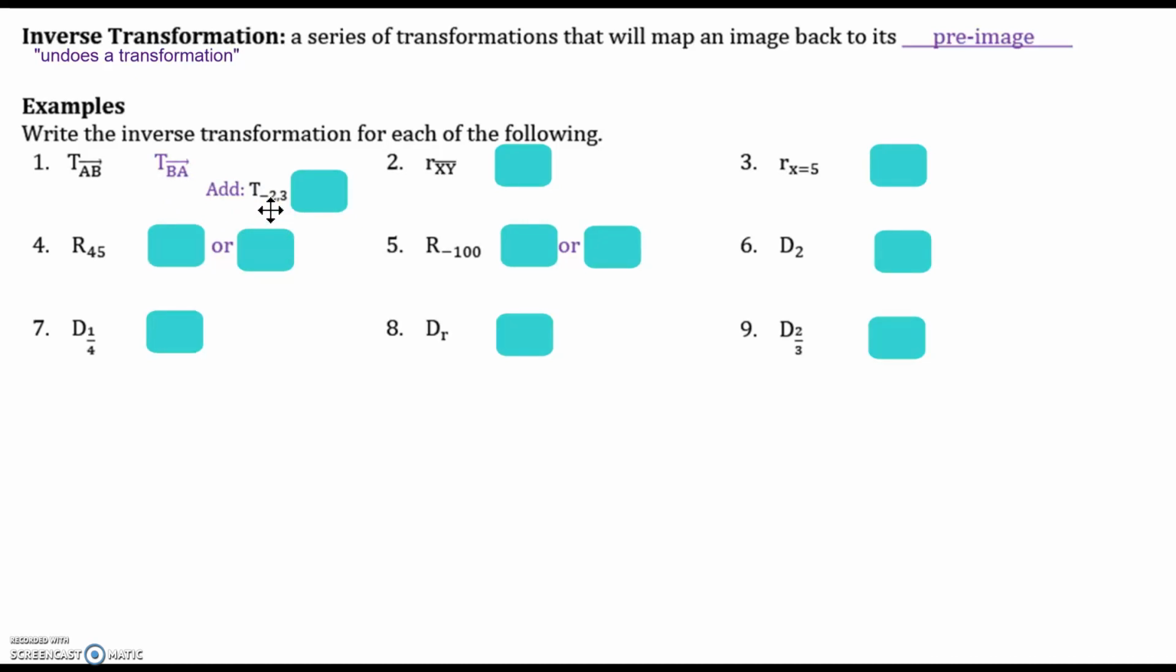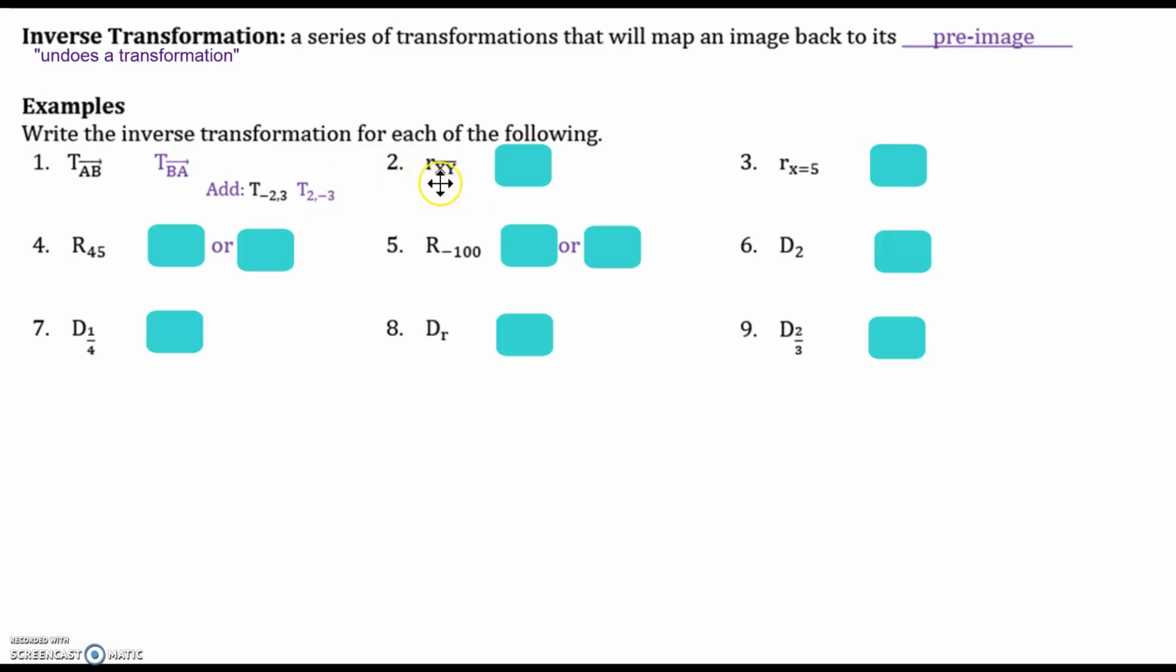Also, I'll add this in because this isn't an example, but it's important to realize. If we have a translation of (-2, 3), that would be like saying going left 2 and up 3. The inverse would be to do the opposite direction. Go back by going +2 and -3. Go back right 2 and down 3.